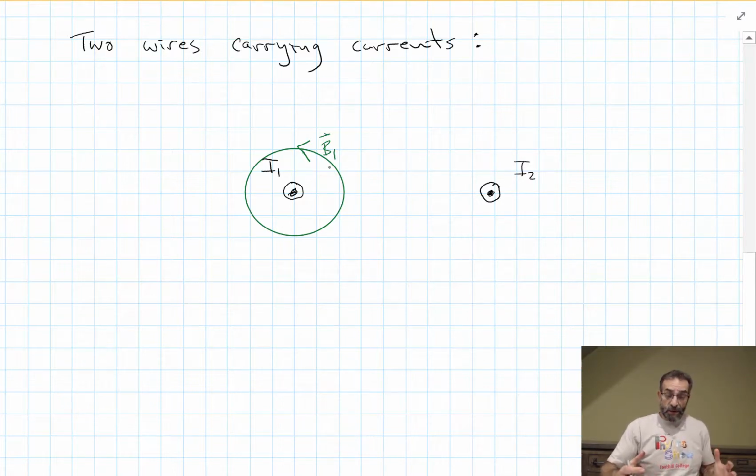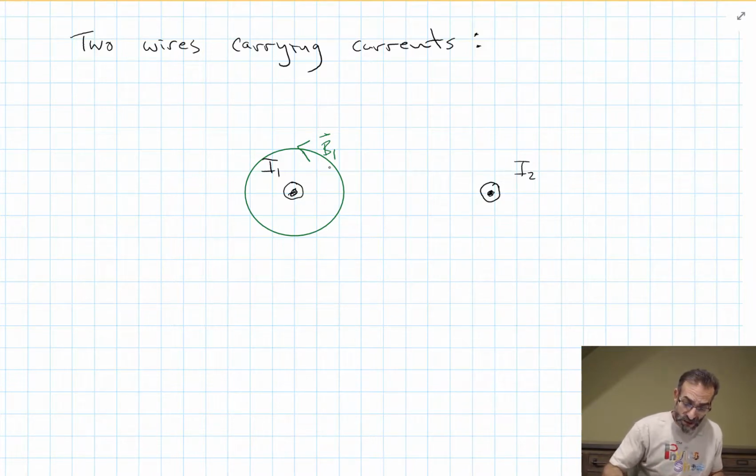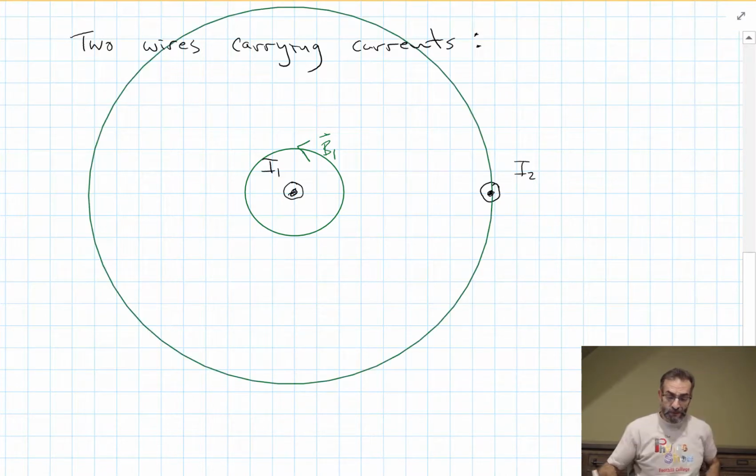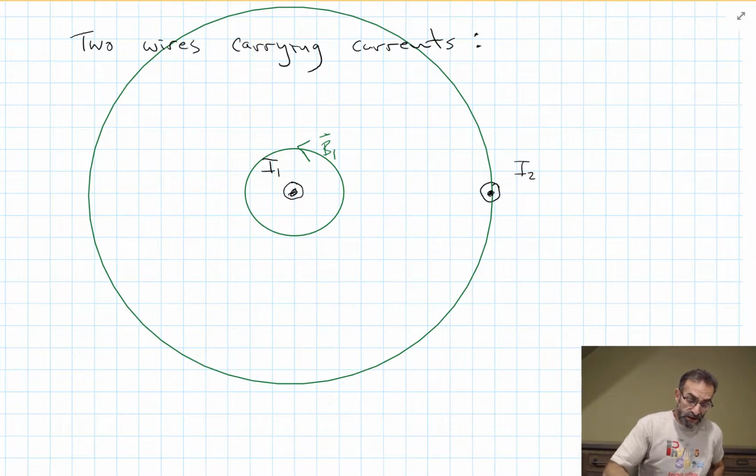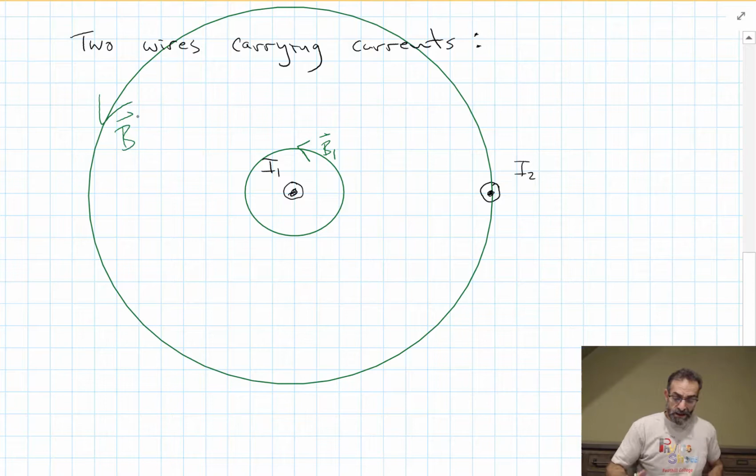As I move farther away, the circle gets bigger and bigger, and they become more spaced out because the field gets weaker and weaker as we move away from the current carrying wire. But at the location of wire 2, our field would look something like this, where this is the magnetic field, and it would be pointing in the counterclockwise direction. So at the location of wire 2, over here, this is where I'm concerned with the magnetic field.